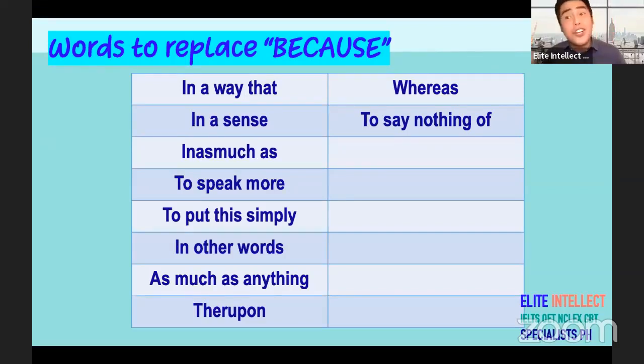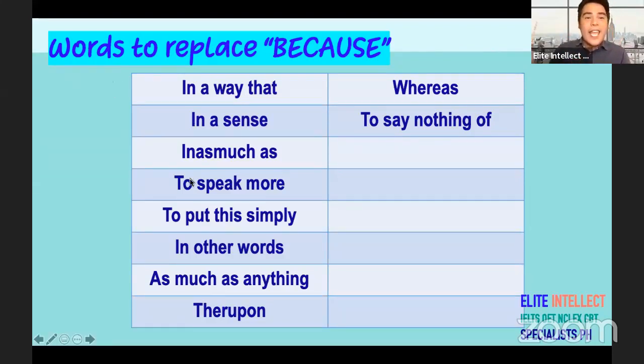If you are a watcher of IFNG for how many weeks now, what do you think are my three favorites to replace the word "because"? You always hear me say it. "In as much as," okay, what else? "In a way that," okay, what else? "As much as anything." There you go, I tend to say it a lot, right?